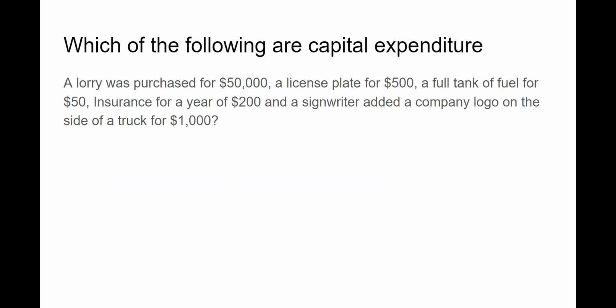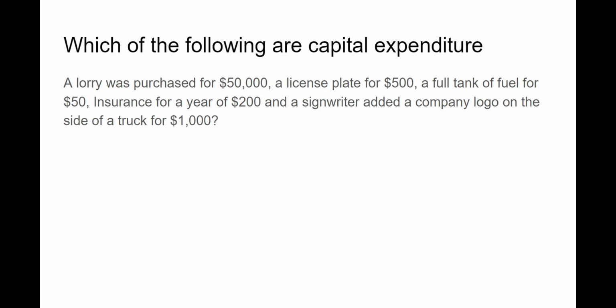Got a simple example here. I'll pause once we've gone through it so you can have a go at classifying things. But we've got a lorry purchase for $50,000. That would be capital expenditure. A license plate for $500. That's a plate that goes on the front of a lorry. Have a think about that one.